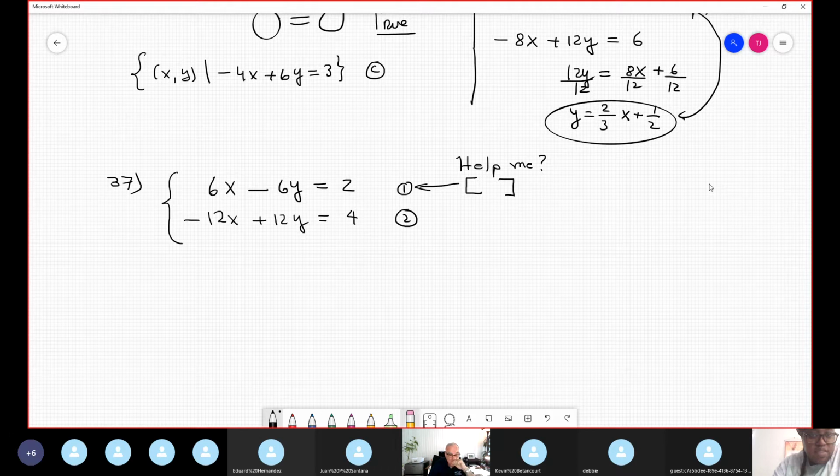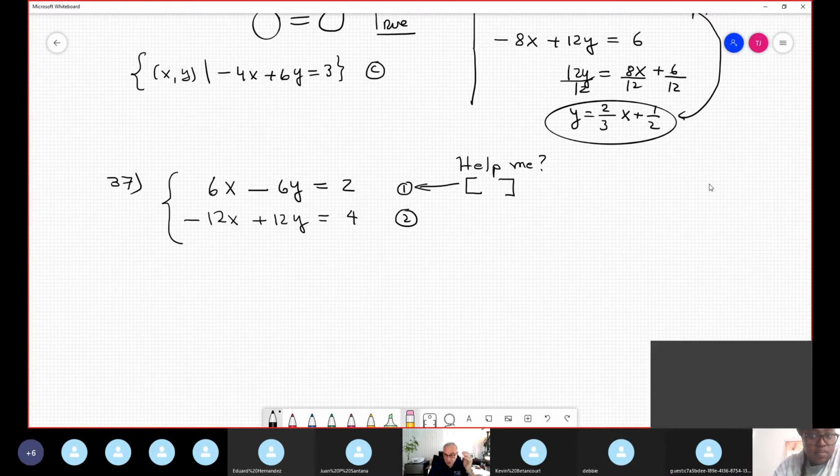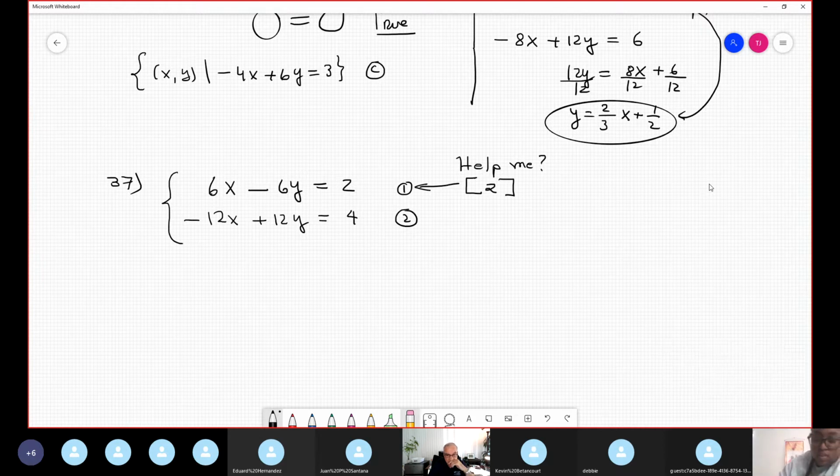It'll be negative 3. No, because 3 times 6 is 18. You need 12. Okay, okay. Repetition again. Is it negative 2 or positive 2, Angélica?